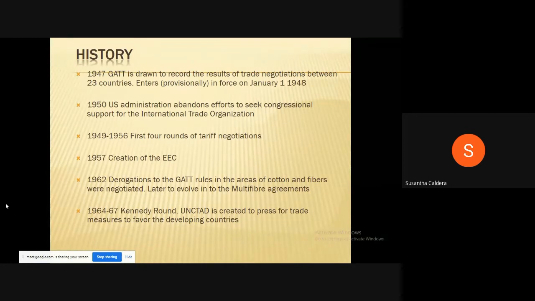Then 1962, derogations to the GATT rules in the areas of cotton and fiber were negotiated. Multi-fiber agreements are 1964-67 Kennedy round are important. That was the creation of another important organization attached to United Nations. That is UNCTAD.